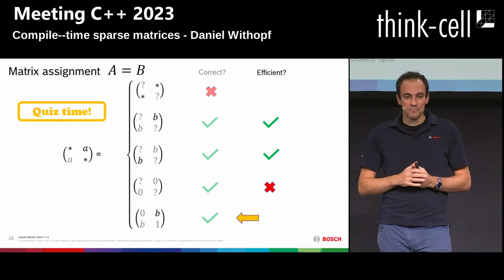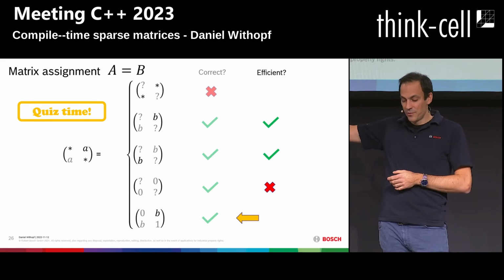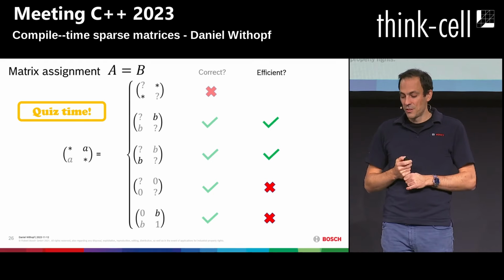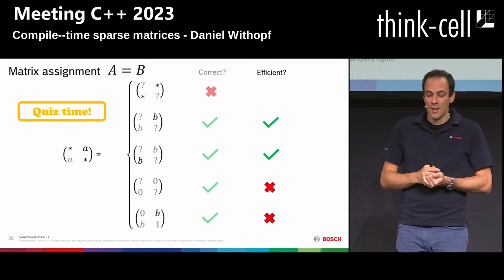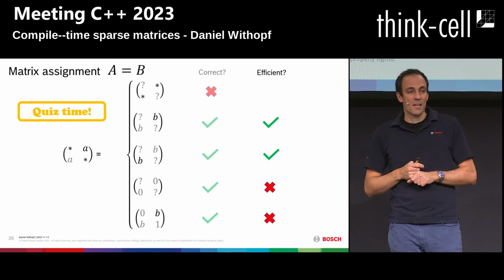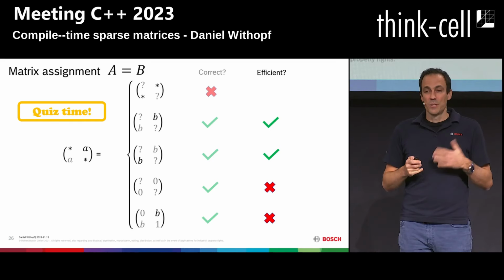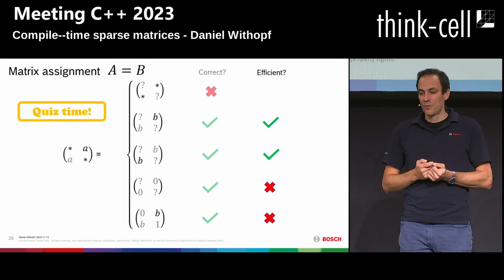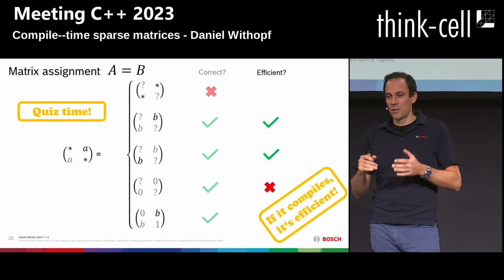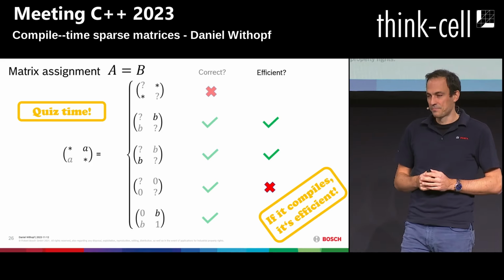And what about the last one? I guess, yeah, that's also fairly easy. We're again losing the zero and one on the diagonal, so this is also not really efficient if we allow such an assignment. Meaning, if we want to be as efficient as possible, we should again prevent all the red operations here, marked with red. And if we do that, we've come really, really close to our overarching mission statement: if it compiles, it's efficient, because we're always preserving the sparsity information over all operations.